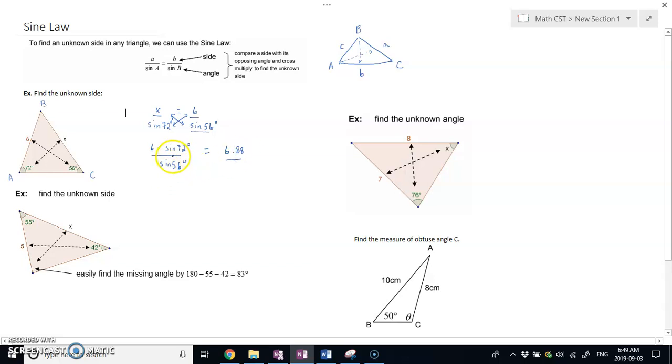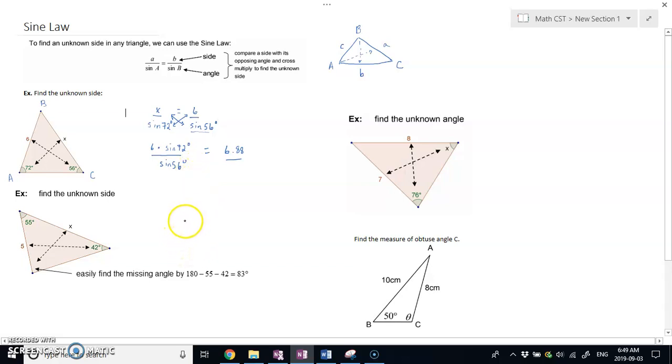If you use this technique, then you don't end up rounding the sine of any angles. Trigonometry has huge magnification error. The more you round, the worse your answer is going to be, and that has huge implications for the long answer questions on the exam. So if you can do it all in one step, that's fantastic.